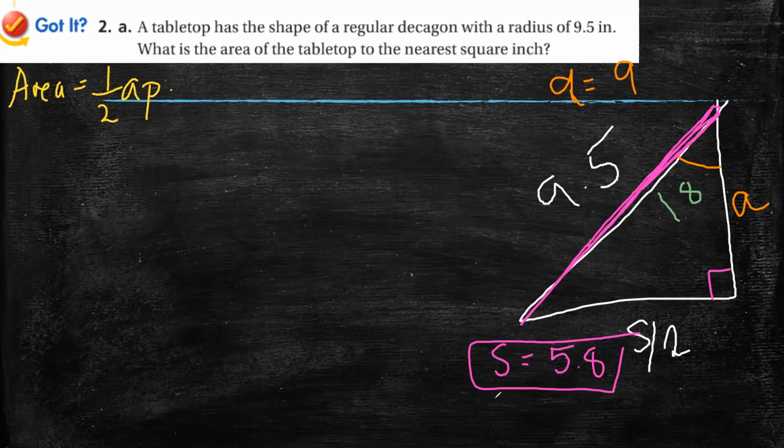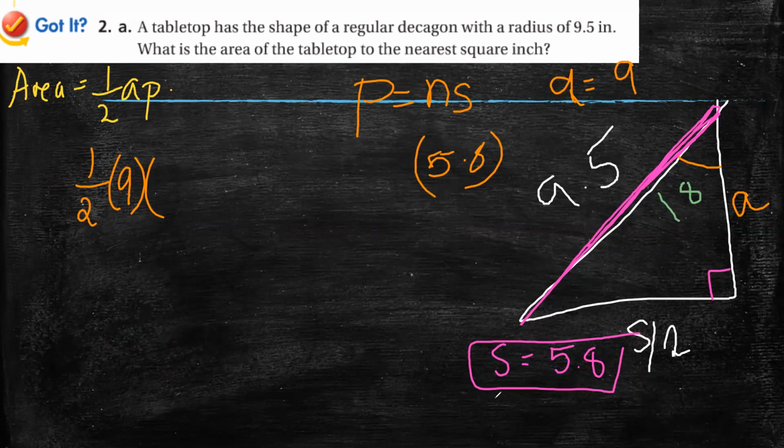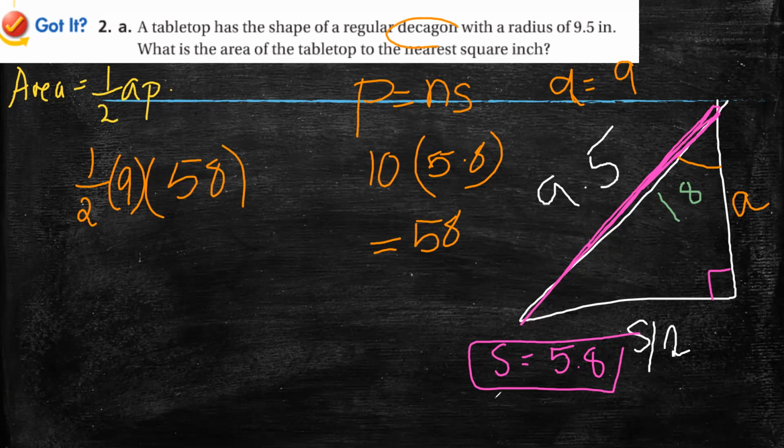So we found A, which is 9. We need now to find P. As we said, P is n times S. S is 5.8 times n. Since it is a decagon, it has 10 sides. So the perimeter here is 58. Then by multiplying 9 times 58 divided by 2, you will get that the area is 261 square inch. Is it clear now?